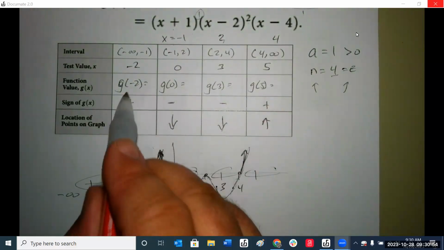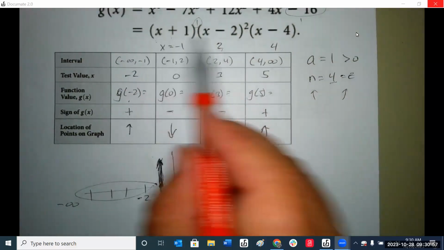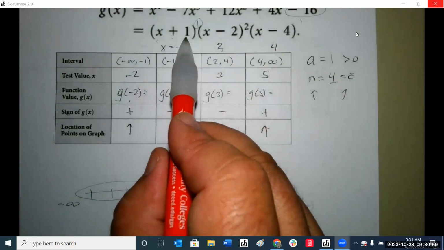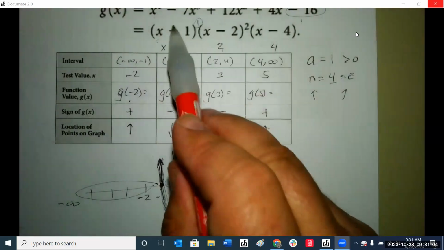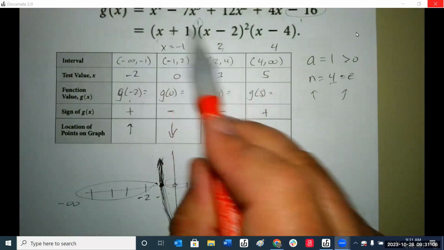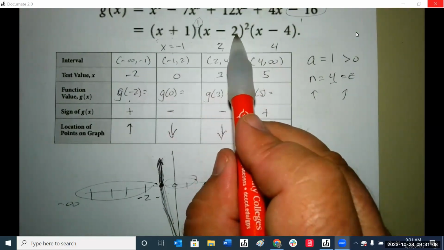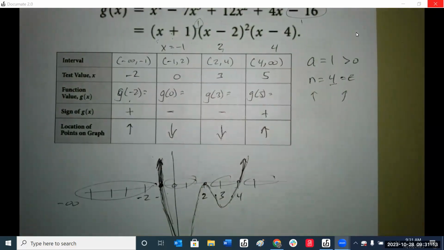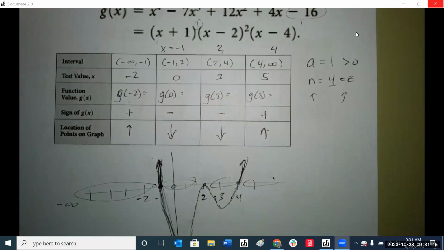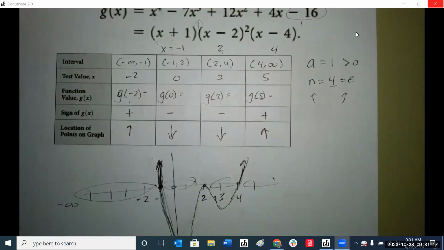So you have -2, plug it in here. -2 plus 1 is -1. -2 minus 4 is -6. So -6 times -1 is 6. -2 minus 2 is -4, squared is 16. It should be all positive. So duh, it's positive. And do the same thing for all of them. So that's how you graph polynomials.